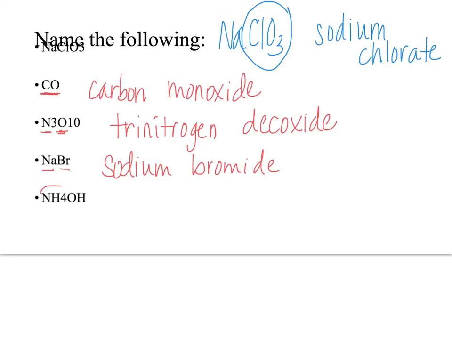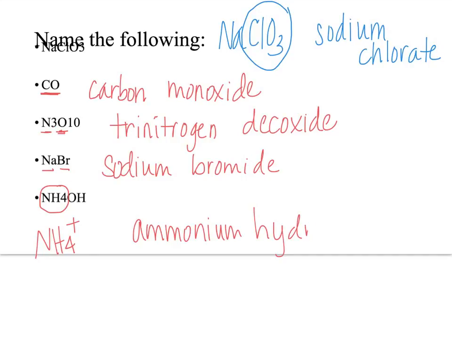And the next one is that pesky NH4 plus. Remember, that's the only positive polyatomic, and that is called ammonium. And then the OH is hydroxide, so it would be ammonium hydroxide. Now remember, we do not use prefixes for ionic compounds because they can only go together in one way based on their charges. That's why they don't need prefixes.